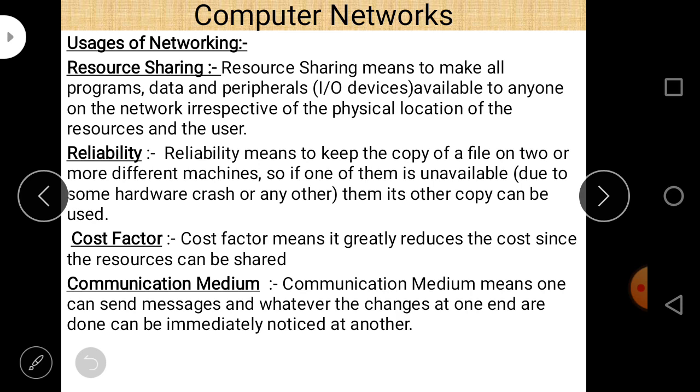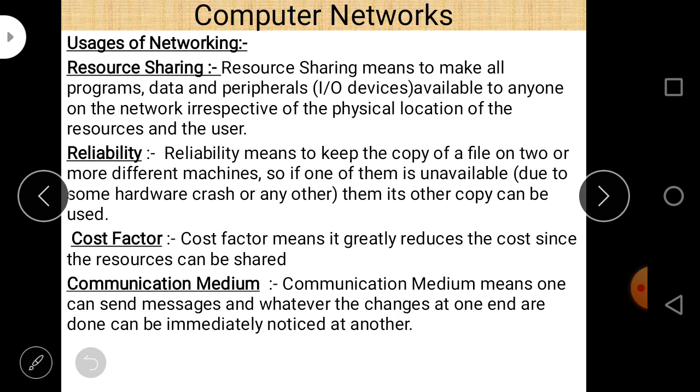Second is reliability. Reliability means keeping a copy of a file on two or more different machines. So if one of them is unavailable due to a hardware crash or any other reason, the other copy can be used. Using a computer network, we can share our data from one computer to another, and if any computer or hardware crashes, then we have saved our data.